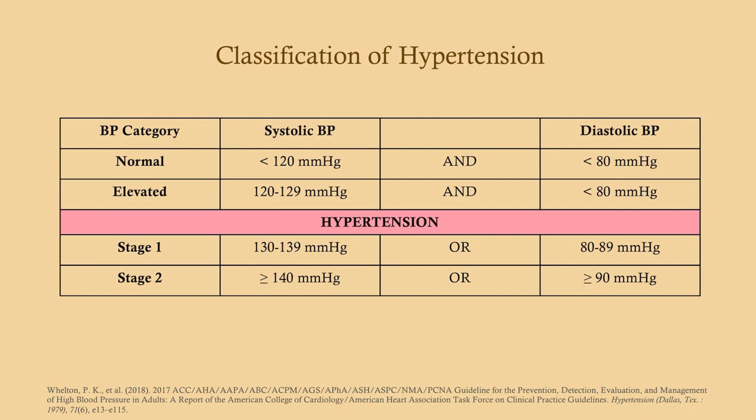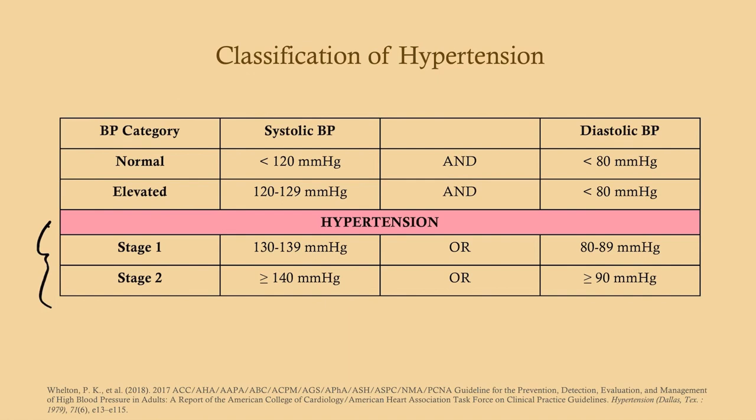This is the classification of hypertension. I want you to really focus on the difference between stage 1 and stage 2. Stage 1 is a systolic blood pressure of over 130 or a diastolic blood pressure of over 80. And like I said, this needs to be continuous.